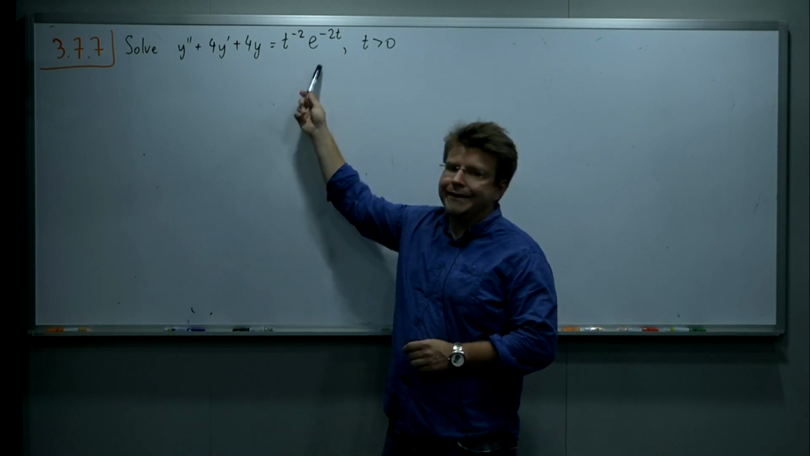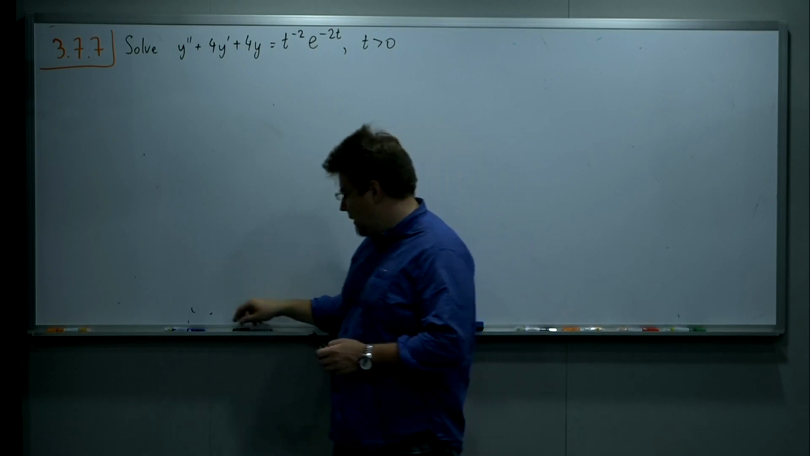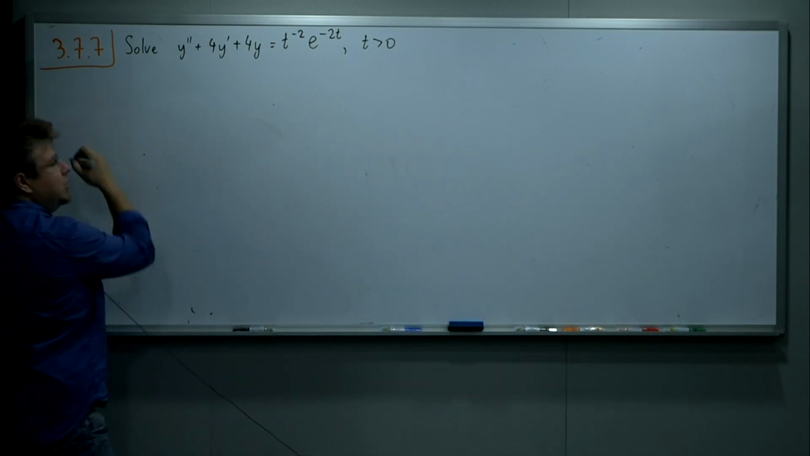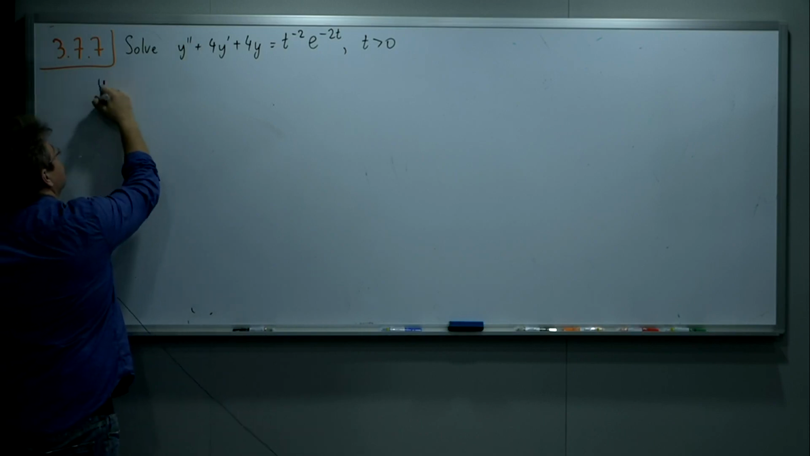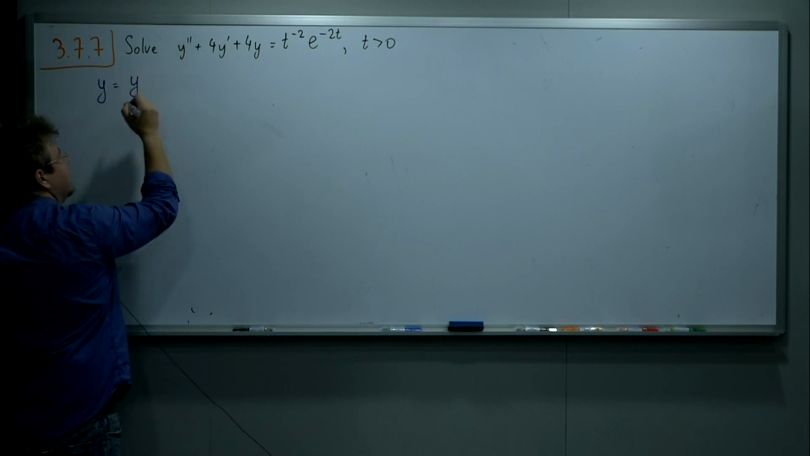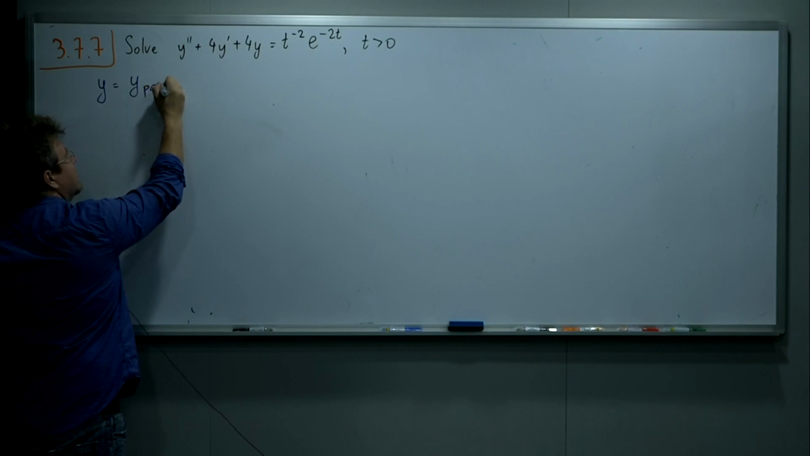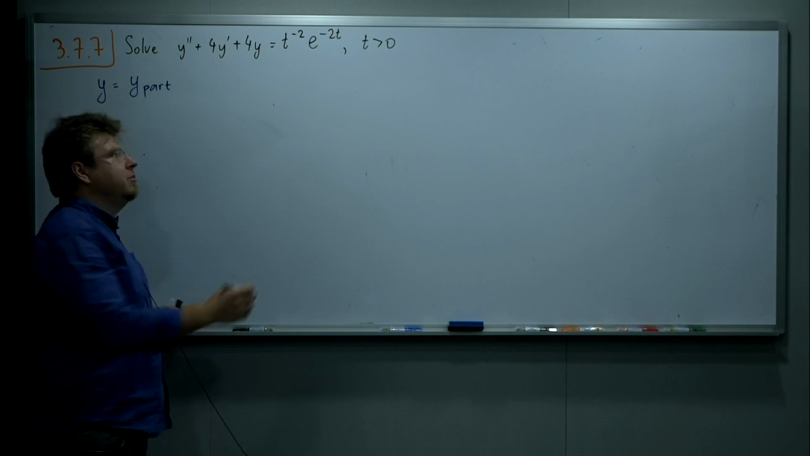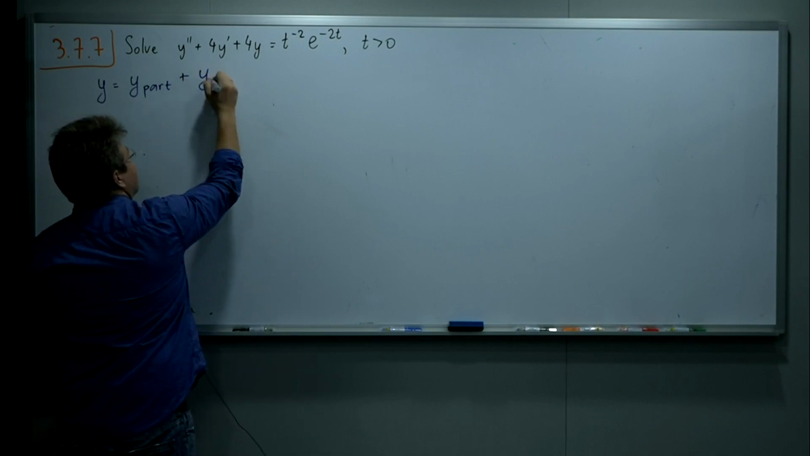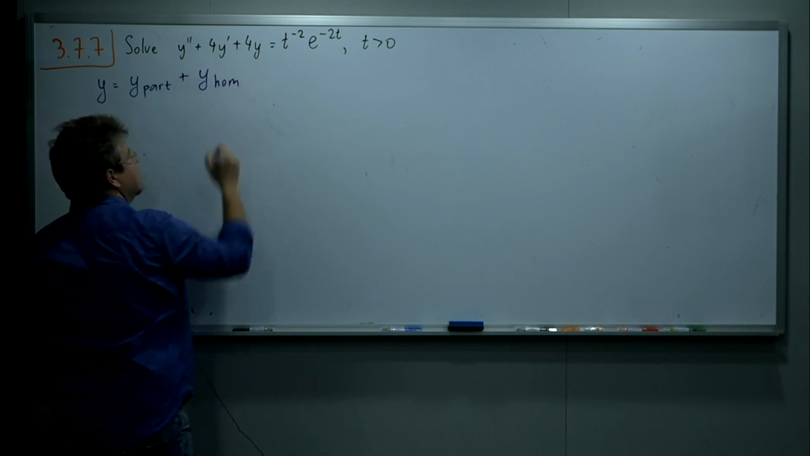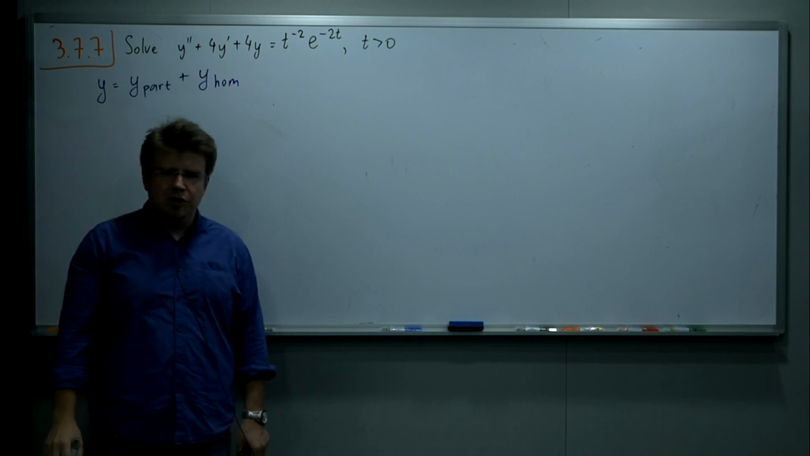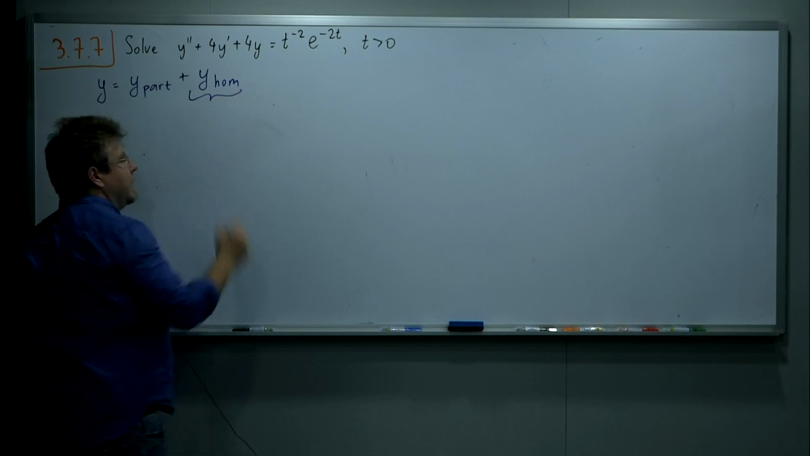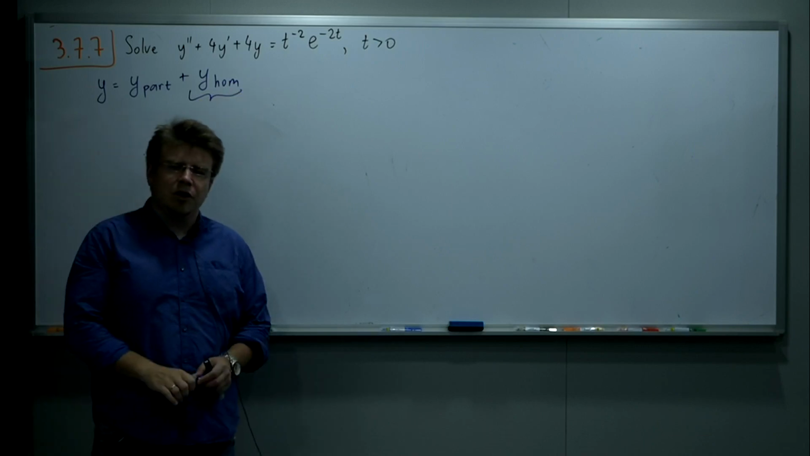So notice that now the right hand side is not zero. Well, the basic formula is that the general solution of this differential equation is going to be a particular solution of this differential equation plus the general solution of the corresponding homogeneous equation. So plus, I will write y homogeneous. So plus the general solution of the homogeneous equation. So let us first find the general solution of the homogeneous equation.